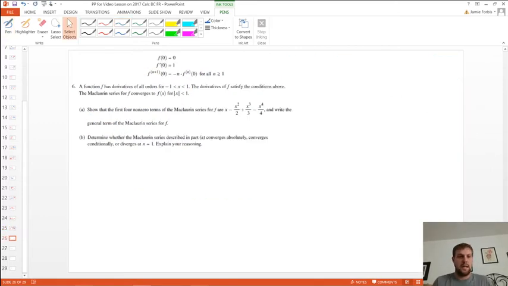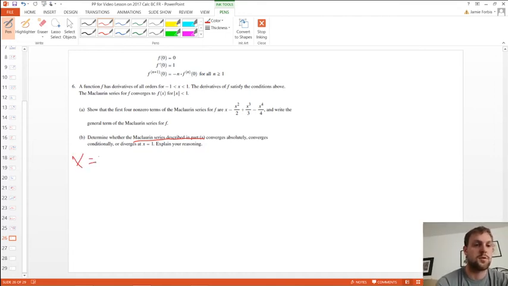All right, let's move on to B. B is talking about absolute and conditional convergence, which again was part of an optional lesson. It was actually a part of a mandatory lesson, but it was an optional piece of it. So I don't know, we'll see if you remember it. But it says determine whether the Maclaurin series in part A, so you can remember the answer we just got, converges absolutely or conditionally or diverges at x equals 1.